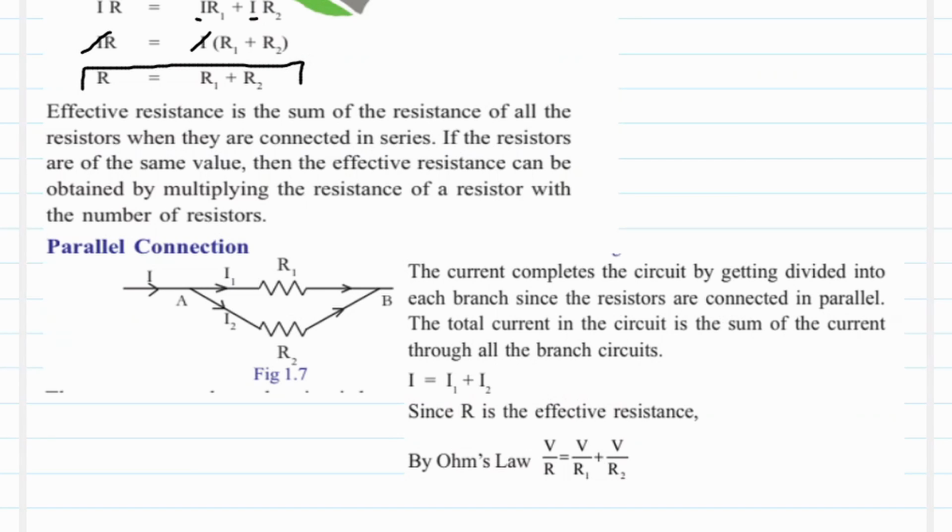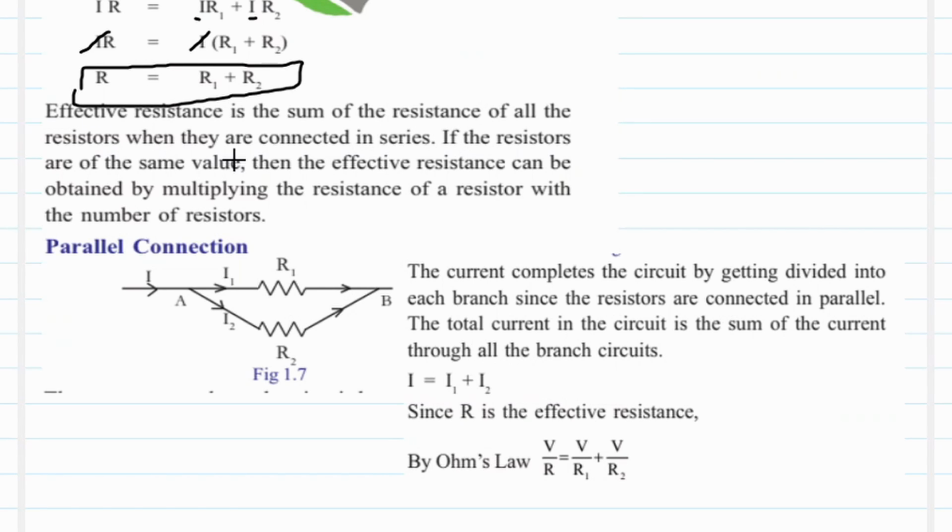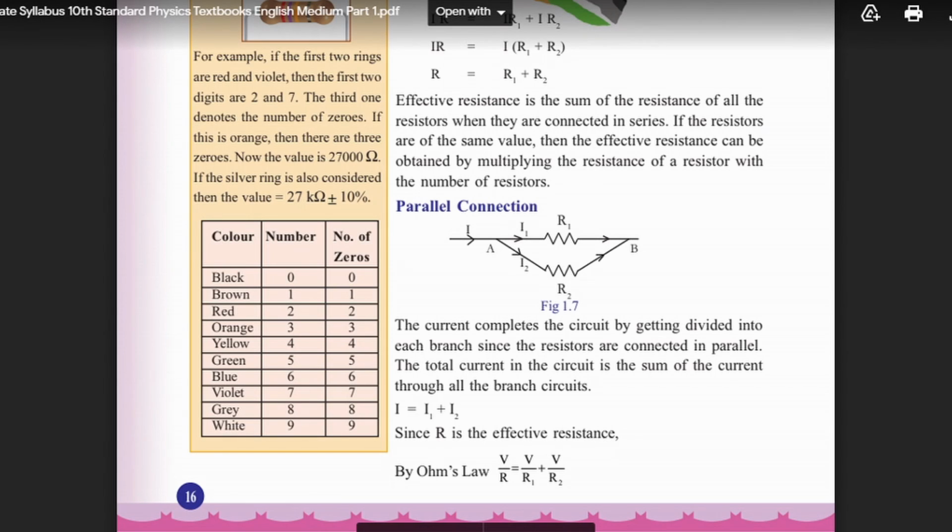That means if the resistors are connected in series, to find the effective resistance, just add both resistances. That means just add all the resistor values. The effective resistance is the sum of the resistance of all resistors when they are connected in series. If the resistors have the same value, then the effective resistance is obtained by multiplying the resistance of one resistor by the number of resistors.